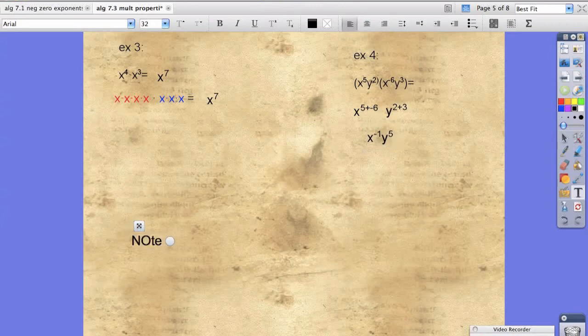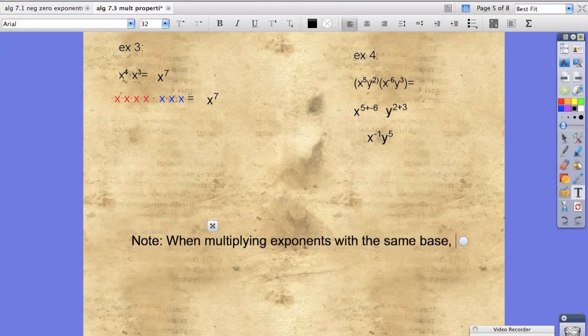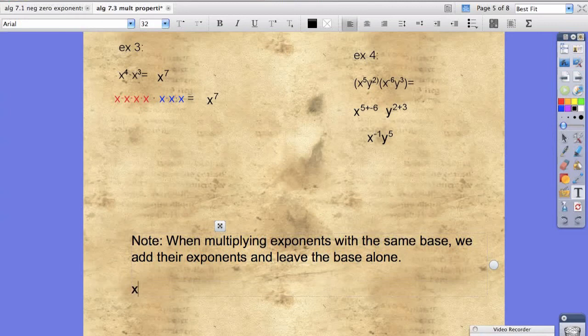So you definitely want to write this note down, that when multiplying exponents with the same base, we add their exponents and leave the base alone. So a lot of times in the book you'll see x to the a power times x to the b is equal to x to the a plus b. So notice we're just taking the two x's, we're adding their exponents, and we're leaving the base alone.